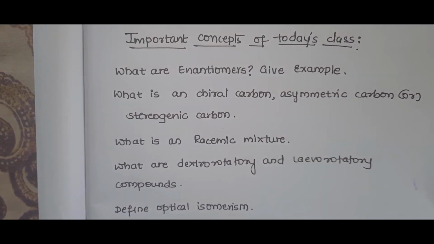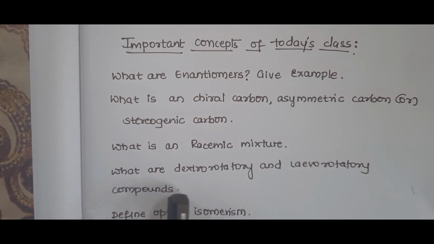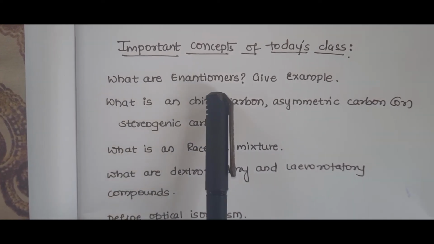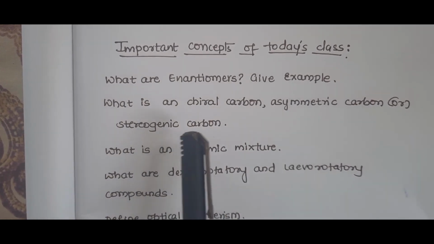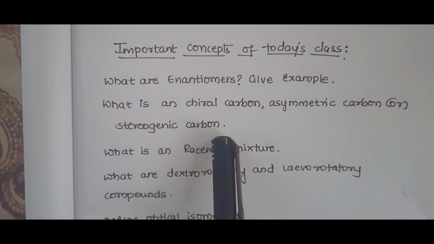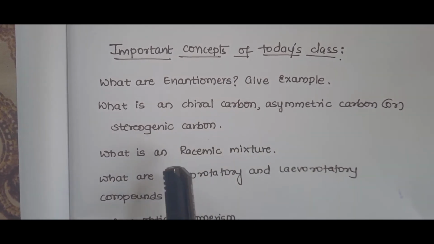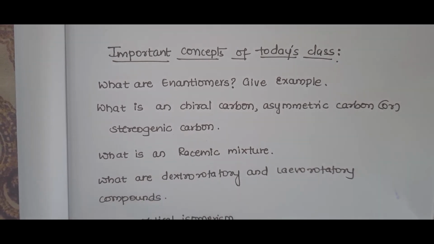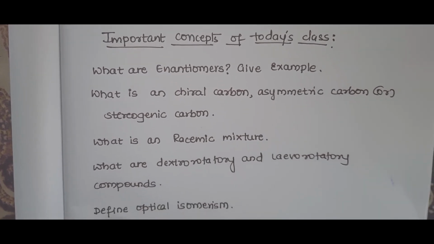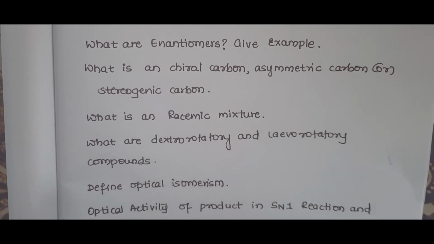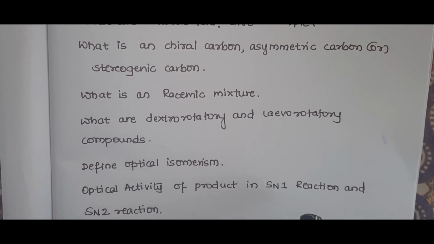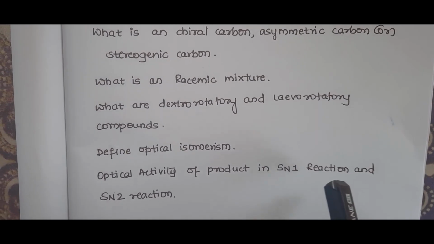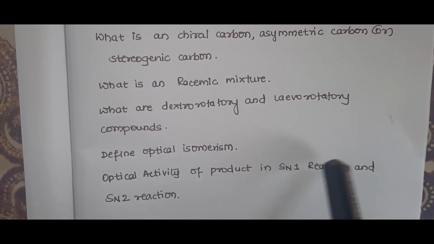So let us recall the concepts discussed in today's class. What are enantiomers? Give example. Then what is a chiral carbon, asymmetric carbon or stereogenic carbon? What is a racemic mixture? What are dextro and levorotatory compounds? What do you mean by optical isomerism, or define optical isomerism? And optical activity of product in SN1 reaction and SN2 reaction. So these are the important questions from this part.